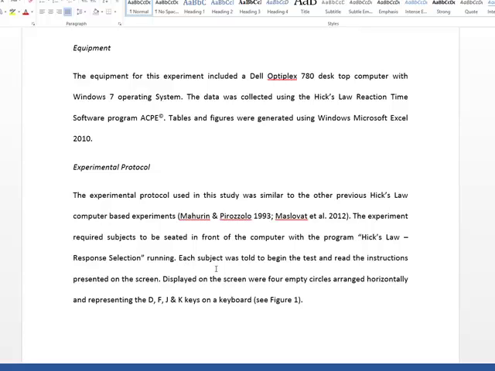So the third person means there's no I, you, me. It's like each subject. Essentially, you're pretending that you didn't do the experiment, even though in many cases you did. So the participants did this. Each subject was asked this. It's like you're a fly on the wall watching yourself do the experiment. You're referring to the person as a subject or a participant, something along those lines.